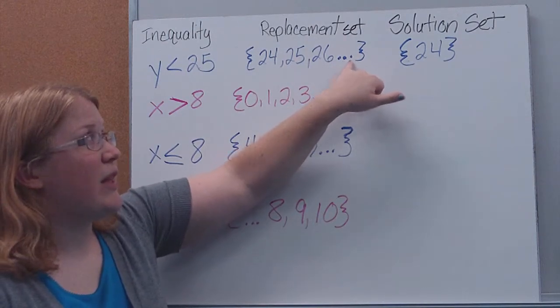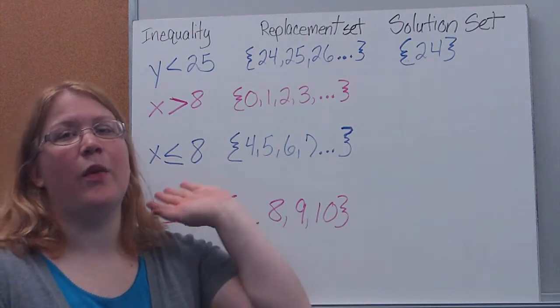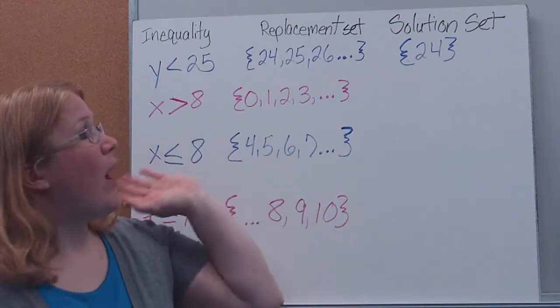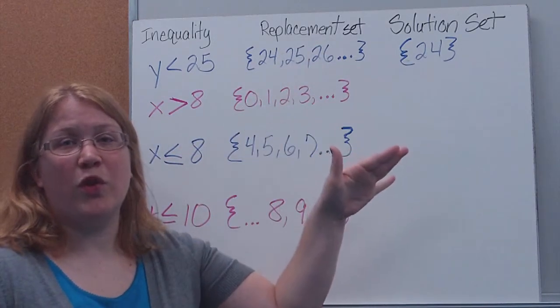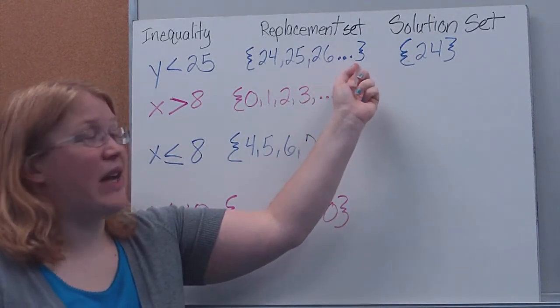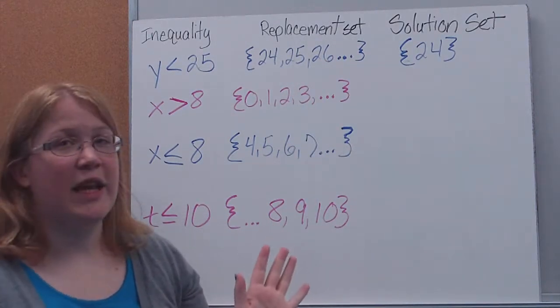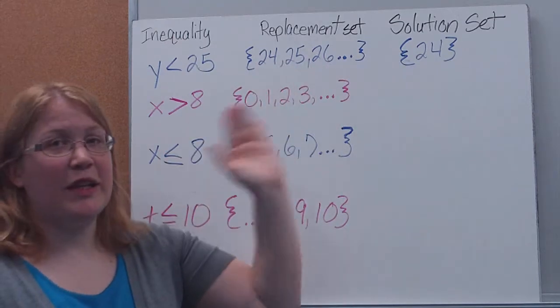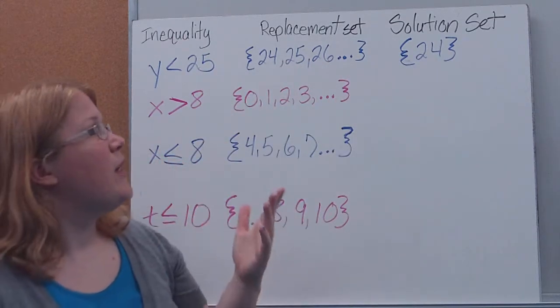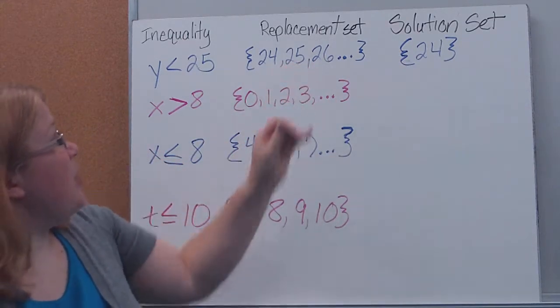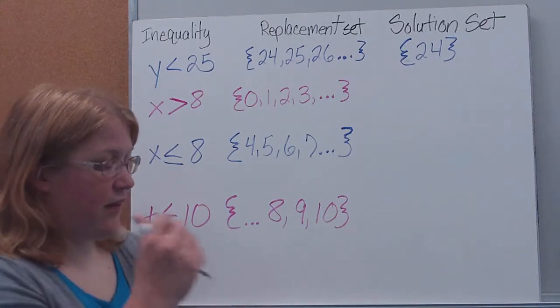When you see these three little dots, it basically means it's going on infinitely beyond. So anything larger than 26 is also included in there. That's what those three dots mean. Don't stop at 26. If there's no dots, it means it just contains those numbers. These dots mean it continues going in that direction. So basically all you're doing is taking each number and sticking it in to see if it works.